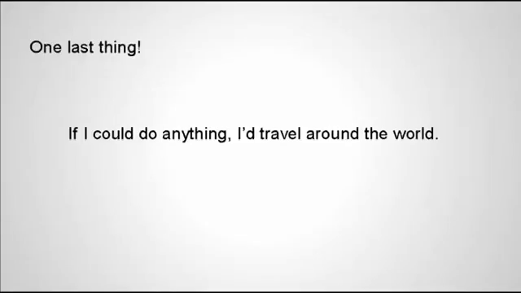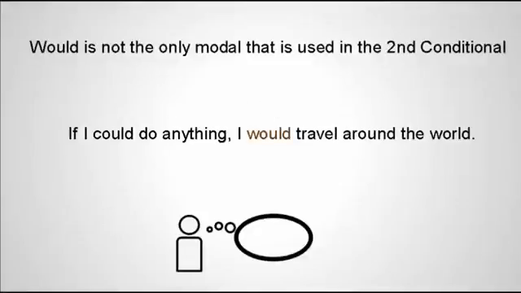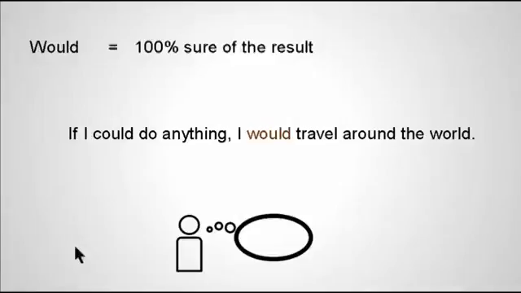And one more thing, and our presentation's almost over. We also can say, if I could do anything, I would travel around the world. That's using would. And when we use that modal, that's one way to do it. We also have other modals we can use. For example, when we say would, we're 100% sure of the result. That means that if I could do anything, I'm 100% sure I would travel around the world.